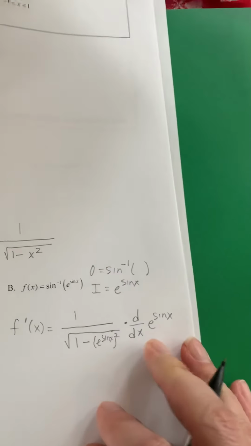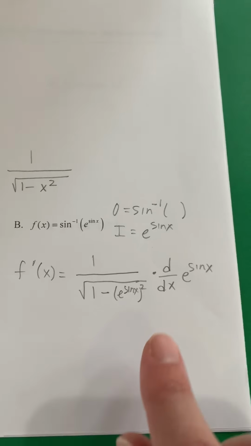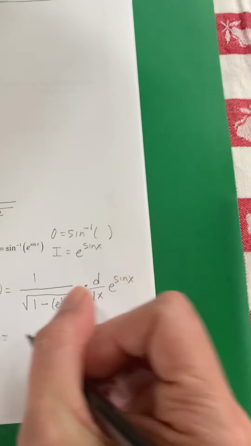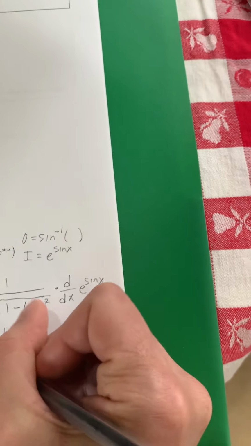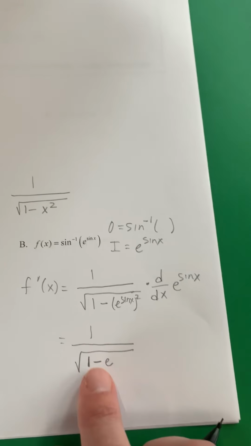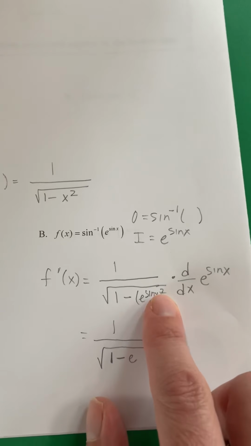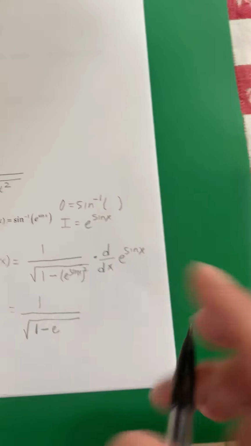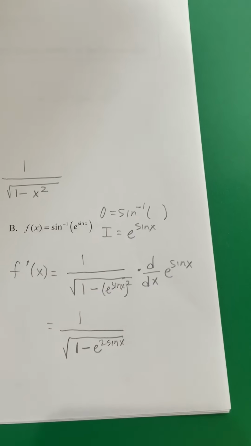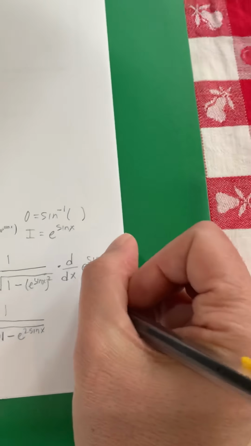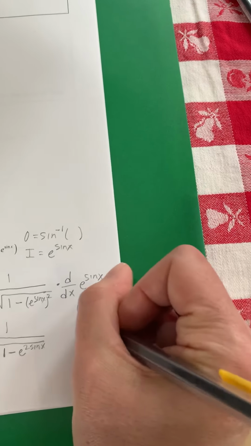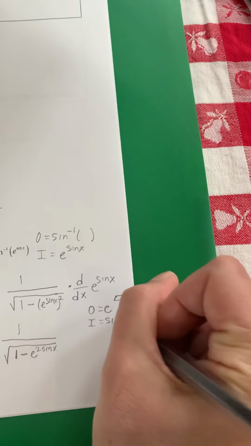Okay, so we need to still take the derivative of e to the sine x. This is going to be another chain rule. Okay, so I'm going to go ahead and rewrite this. We can go ahead and multiply it by 2. We'll drop those parentheses. So we just really have 2 sine x there. Okay, the outside function in this stage is e, and the inside is sine x.